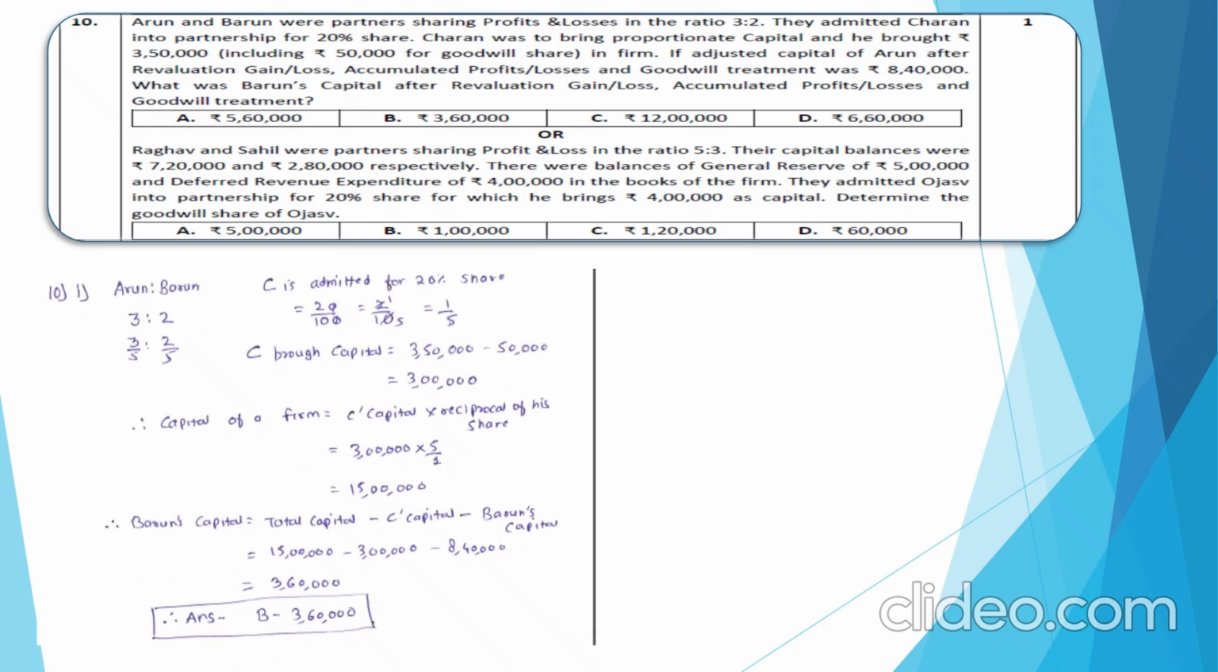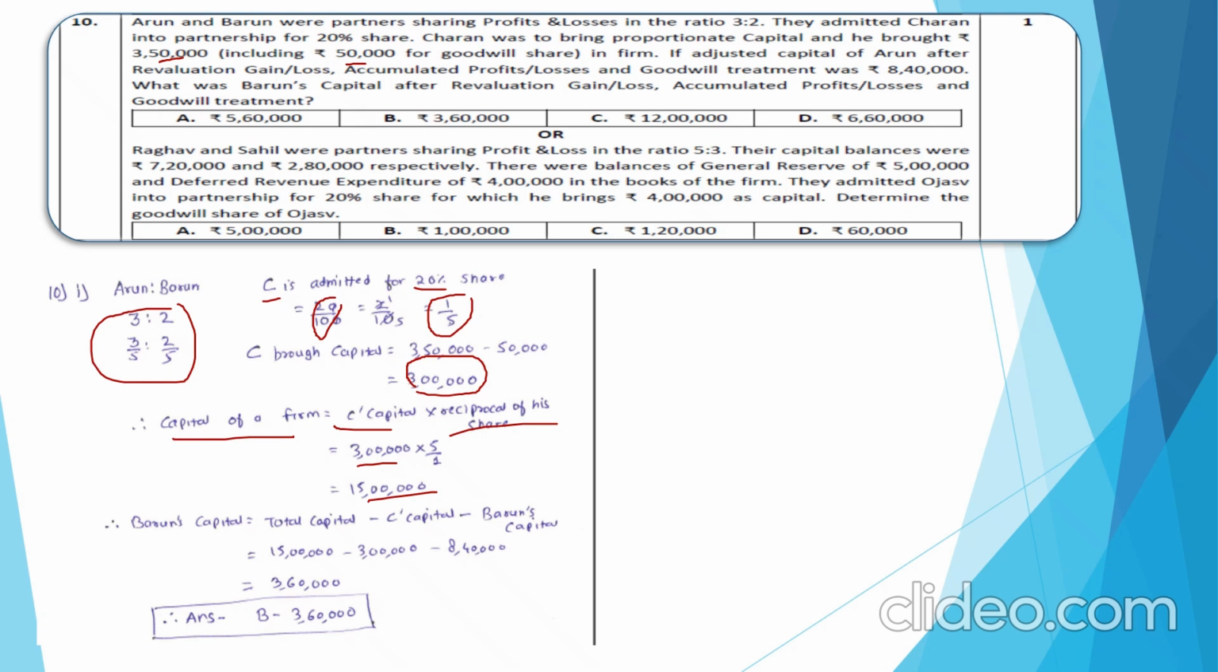So in this case, if we see Arun and Barun, their ratio is this. Then he is admitted for a 20% share. So 20 upon 100 is nothing but 1 upon 5. Now C brought capital. How much capital has he brought? 3,50,000 including goodwill of 50,000. So what is his capital actually? It will be 3,50,000 minus 50,000, which is 3 lakh. Capital of the firm, you can do it as C's capital into the reciprocal of the share. So 3 lakh into 5 upon 1, that is 15 lakh.